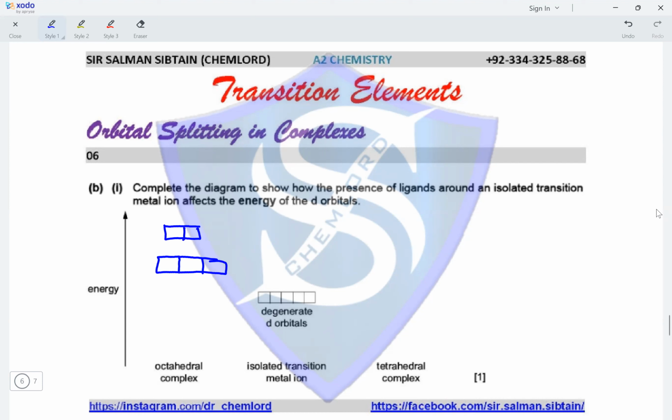In a tetrahedral complex, the situation is reversed since the ligands are approaching between the axes, so the three orbitals present between the axes are promoted to a higher energy level as compared to the two orbitals present along the axes. Labeling these orbitals, the set of two would be dx2-y2 and dz2 on both sides, and the set of three would be dxy, dyz, and dxz on both sides.